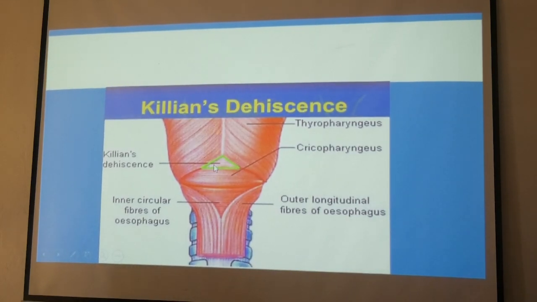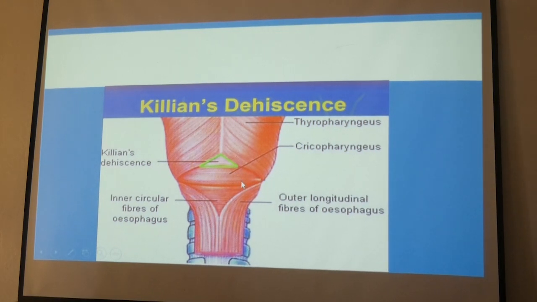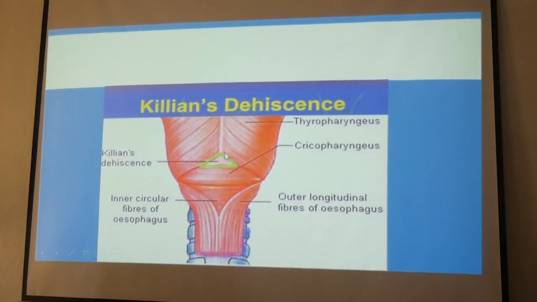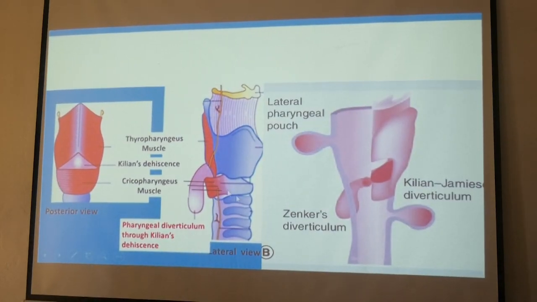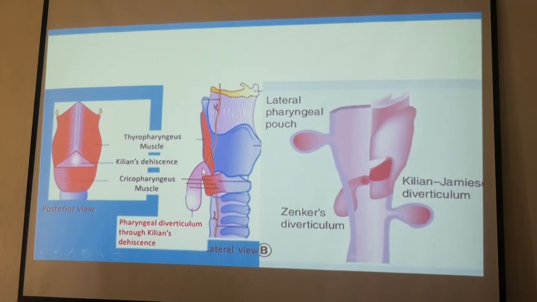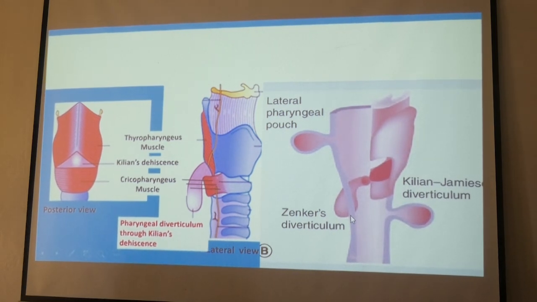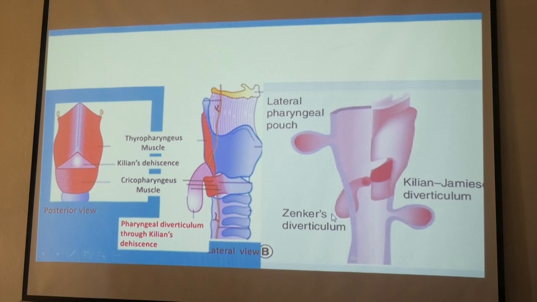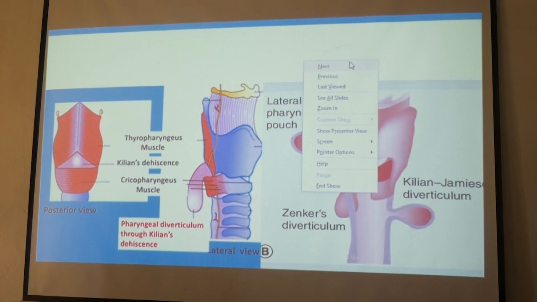So see, this is the dehiscence. Here it is forming one pouch or gap. This is the thyropharyngeus, this is the cricopharyngeus. So this is the dehiscence. See, this is the pouch, which is coming outside. It is also known as Zenker's diverticulum. Just remember this one. At least if you read, maybe you could solve the MCQs. Even if you read one time, you could solve it.